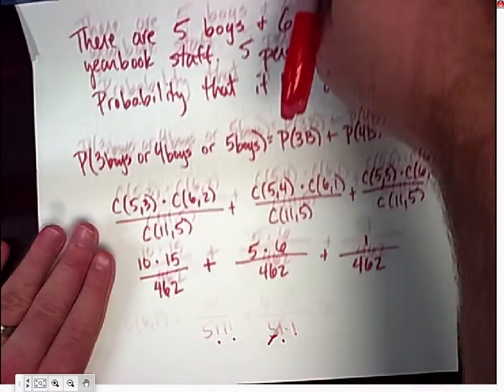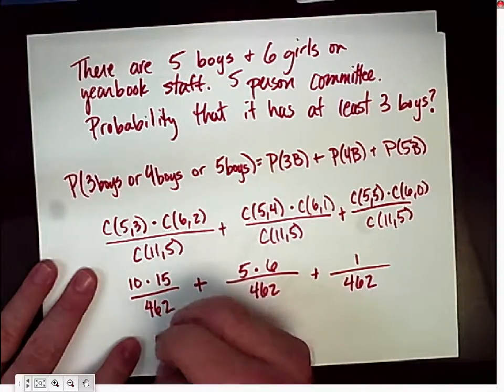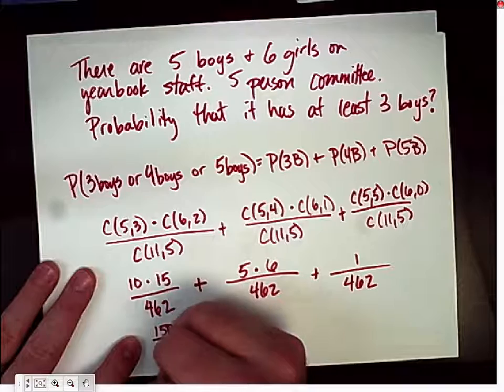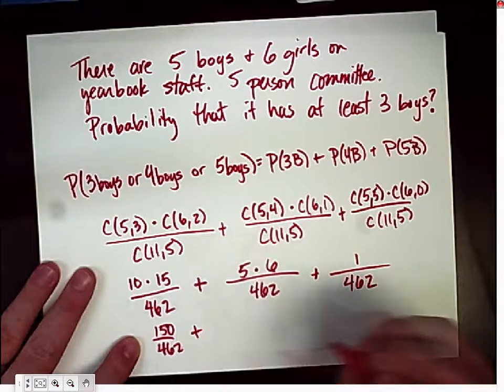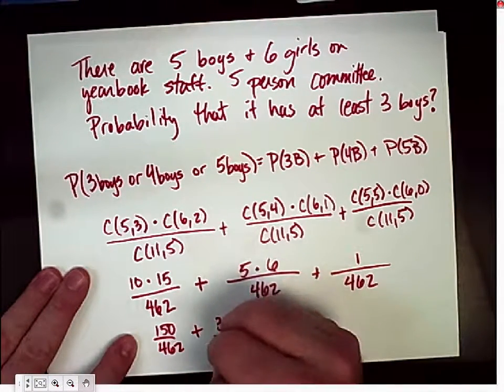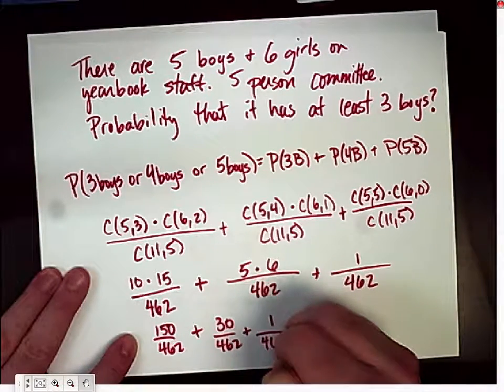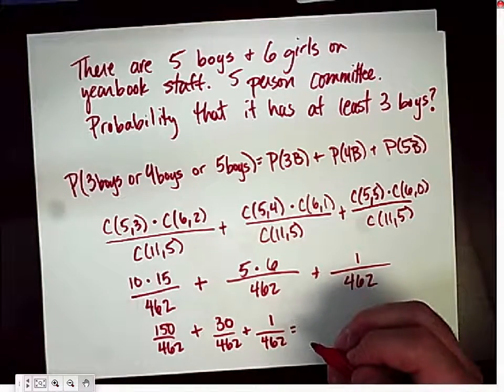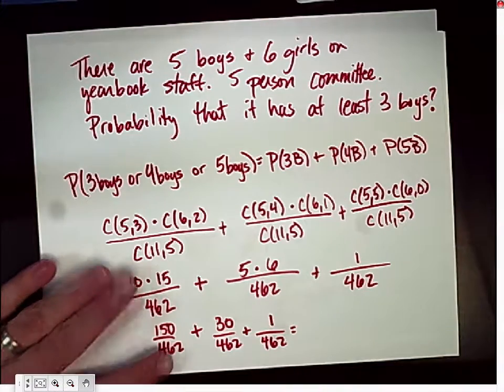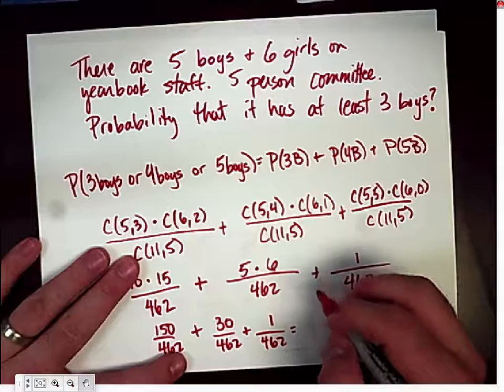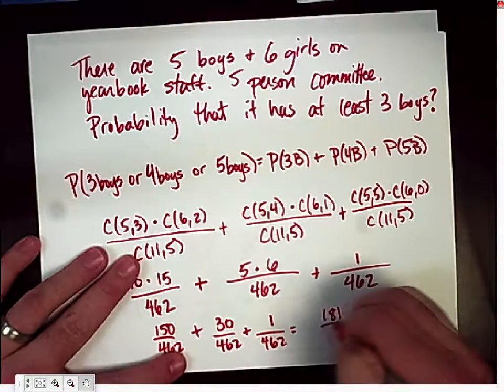Okay, so now we have 150 over 462 plus 30 over 462 plus 1 over 462. So that is 181 over 462.